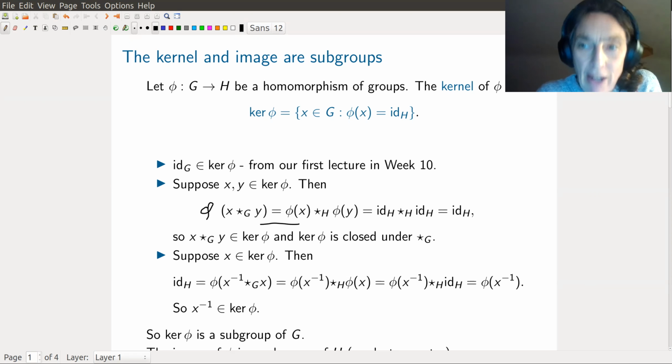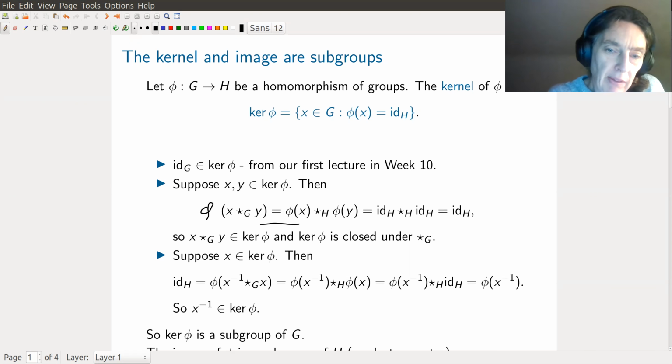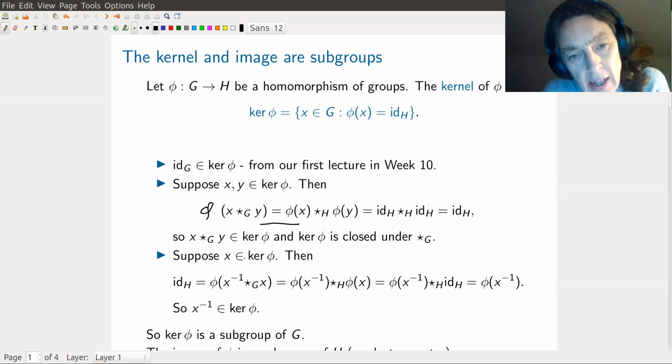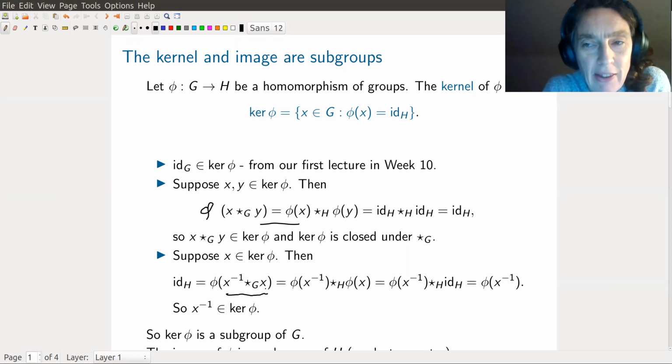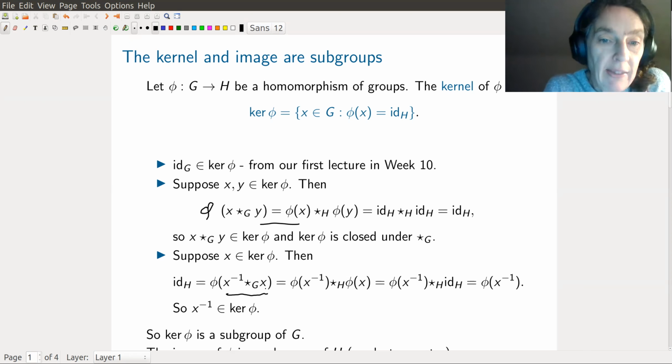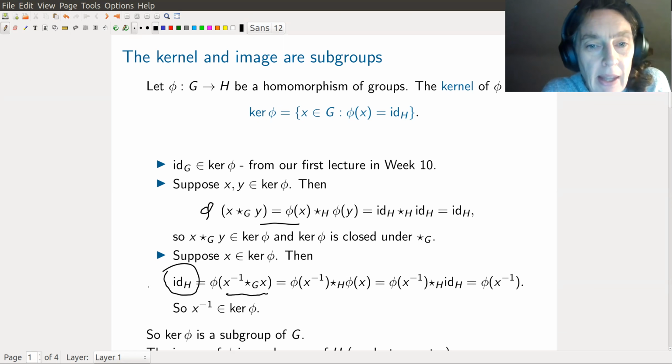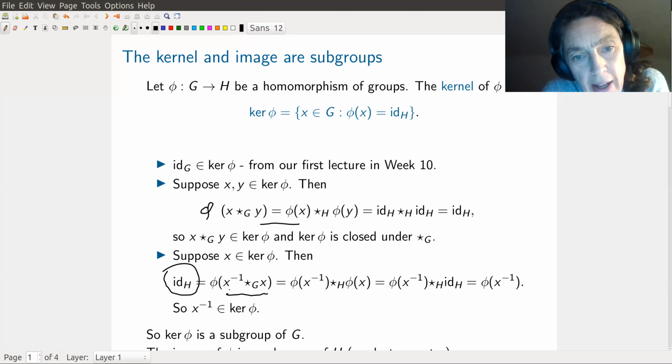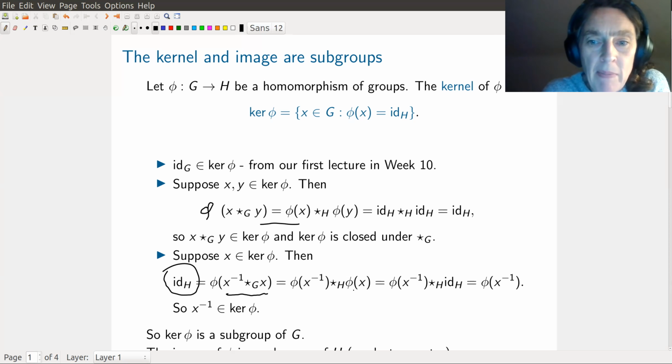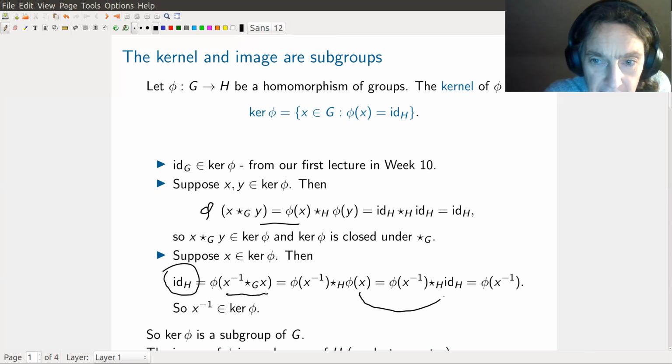Finally, if we have an element of the kernel of phi, we've got to show that its inverse in G is there as well. So to do that, give ourselves some element x of the kernel of phi. If we apply phi to the composition x inverse with x in G, that, of course, is the identity element in G, so its image is the identity element in H. On the other hand, the image of this product in G is the product of their images in H. So phi applied to x inverse star x is the same as phi of x inverse star phi of x. But x is in the kernel of phi, so phi of x is the identity element in H. This is because x is in ker phi.